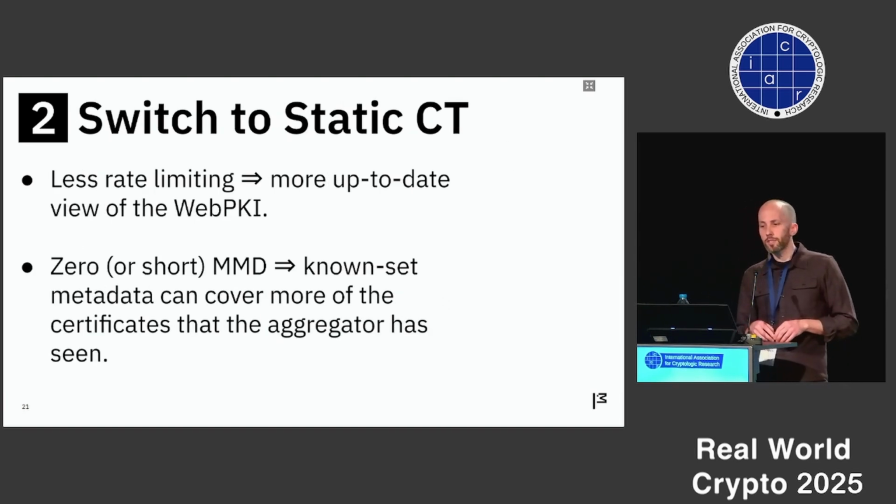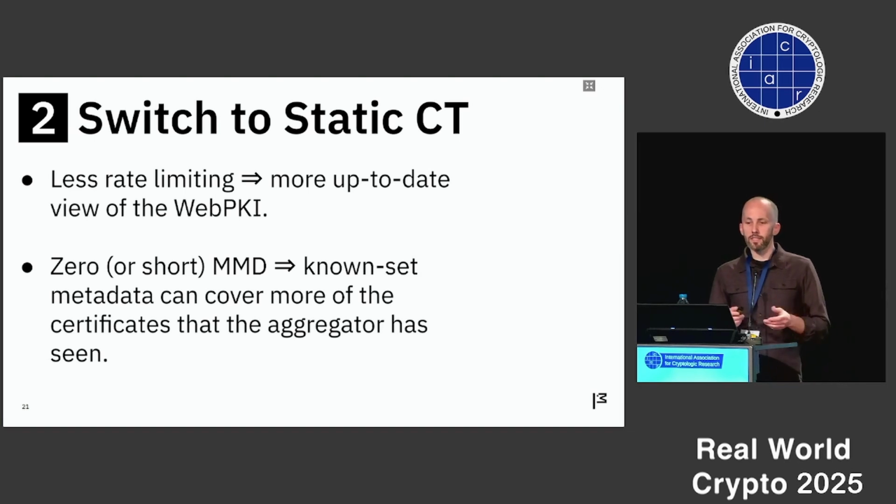The second thing we need to do is switch to the static CT API. There's 2 improvements that we'll get from that. One is there'll be less rate limiting on our requests, so we'll have a more up-to-date view of the WebPKI at any given time. And the second, more important change is that with a 0 or a very short merge delay, our aggregator will be able to claim that it has seen a higher percentage of the certificates that it's actually seen. And that will hopefully get that 95% coverage up to maybe 98% or higher.